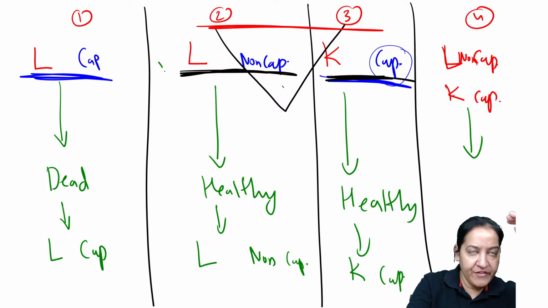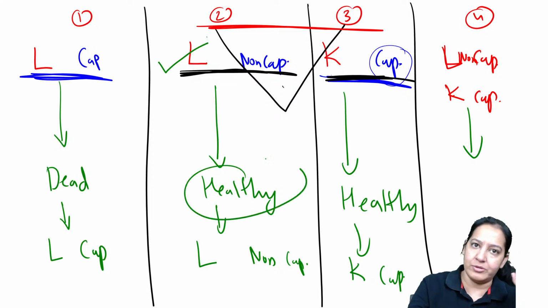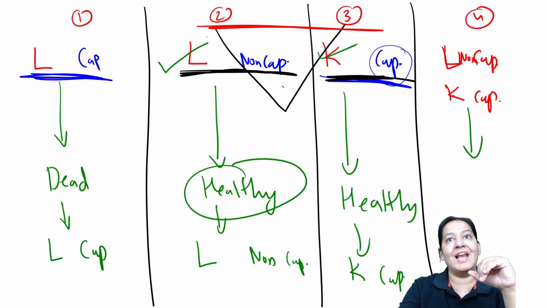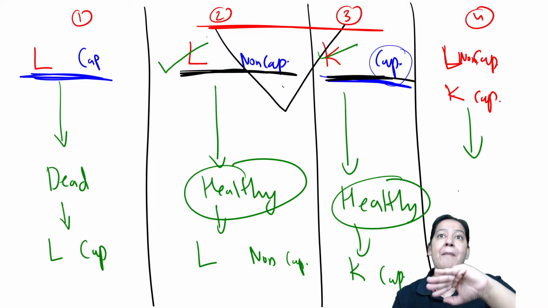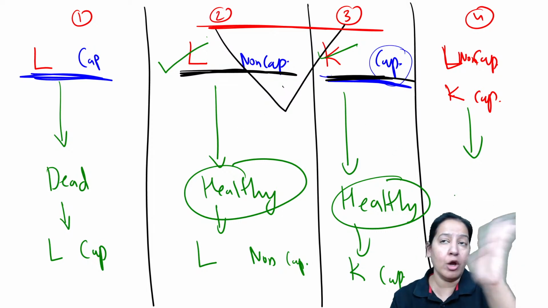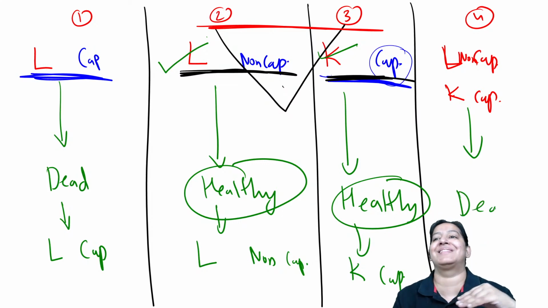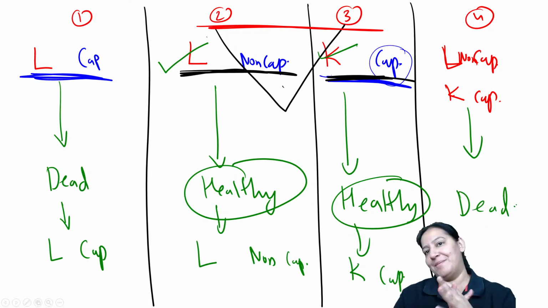Alone, if we put live non-capsulated, the mouse is healthy. Alone, if we put killed capsulated, the mouse is healthy. We were expecting that with the combination the mice should be healthy, because alone they were, but in combination the mice is dead. So that is the shocking experiment. So why is the mice dead?